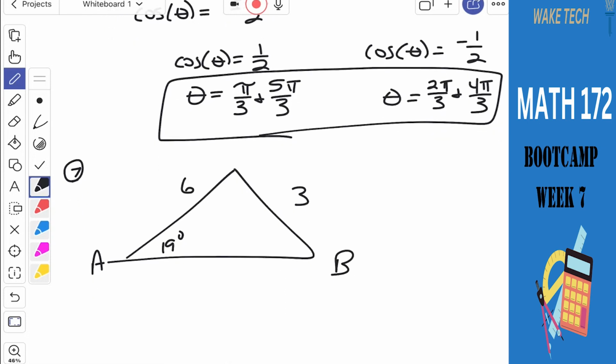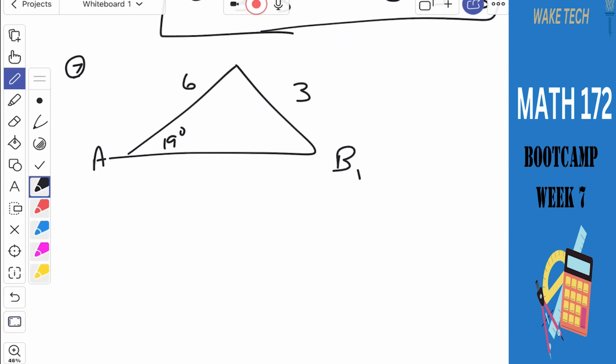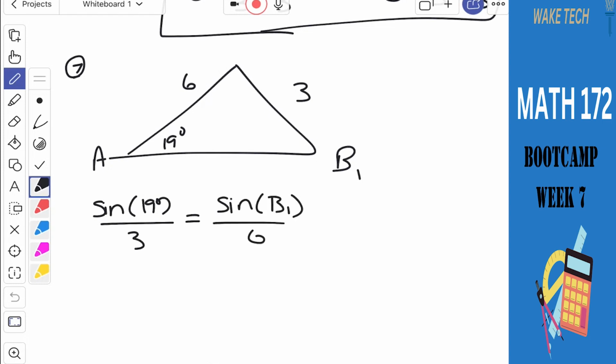And we're asked to find the missing angle. Okay. So I'll go ahead and label that as B1, and if there's a second solution, we'll call it B2 when we get there. So we'll start with the law of sines. Sine of 19 degrees over 3 equals the sine of B1 over 6. 19 and 3, B1 and 6.